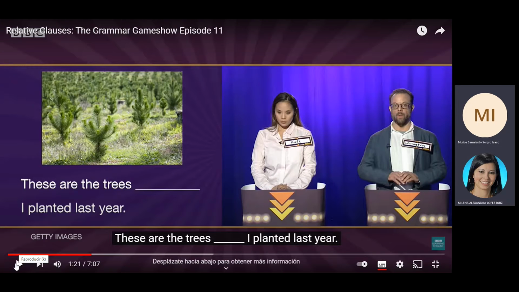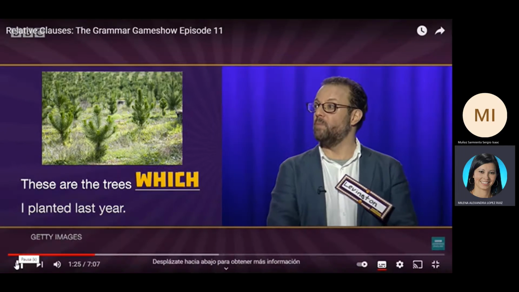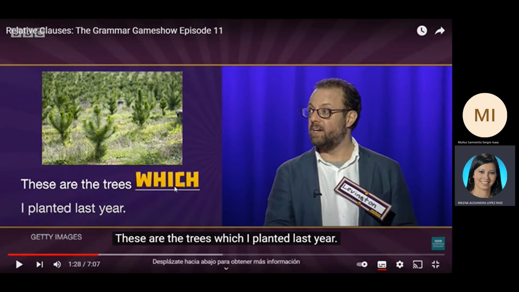So could be maybe 2 options. I mean, maybe these are the trees that I planted last year, or these are the trees which I planted last year. Yes, okay, yes, let's check. Which? These are the trees which I planted last year. Okay, so it can be which, but like we just said before, okay? Here it is which because we're talking about things, but that it can be also, okay? So no problem. That is correct too.